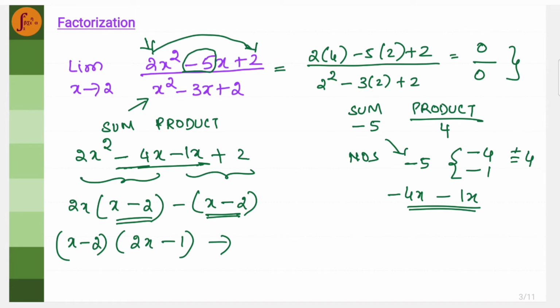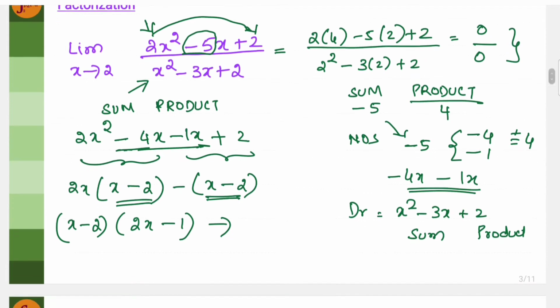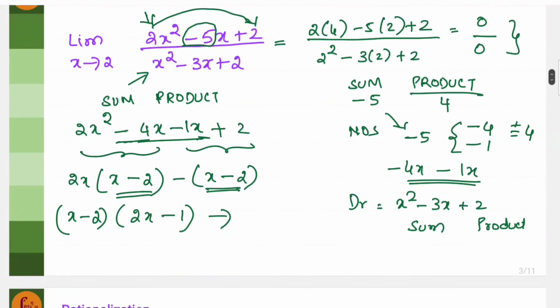Similarly, we'll have to do it for the denominator. For the denominator, we'll get, quickly, x square minus 3x plus 2, right? So product and sum. Here you can use a simpler method. Product is 2 and sum is minus 3, right? Sum is minus 3 and product is 2.